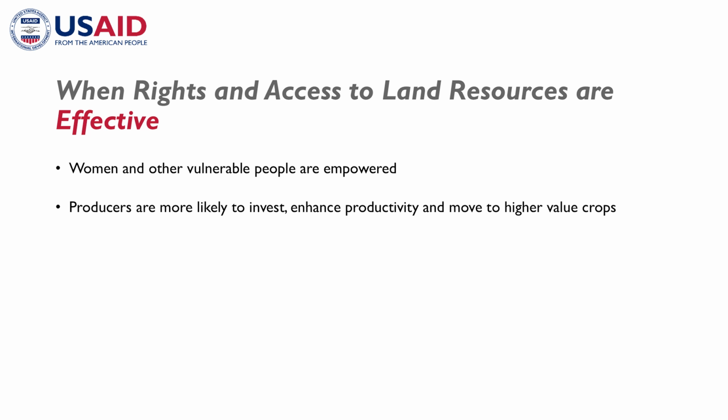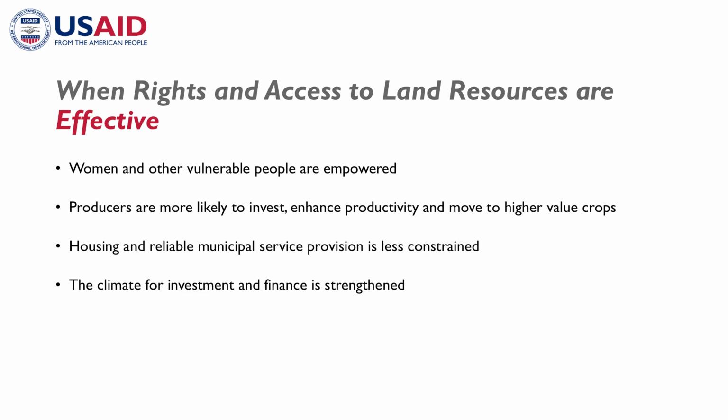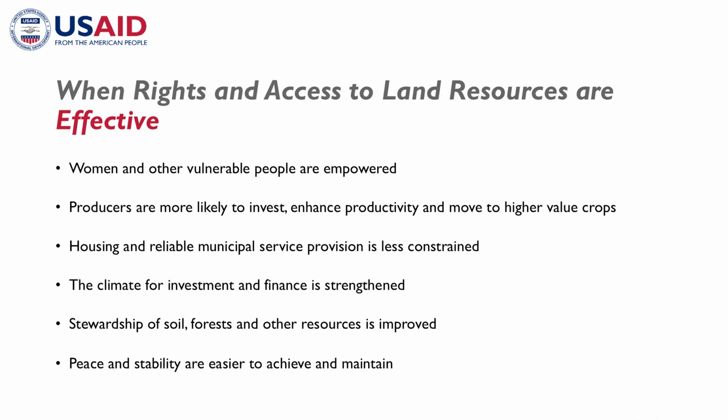When these rights are effective and people feel secure in them, housing and reliable municipal service provision is more likely to work effectively. The climate for investment and finance is strengthened. People do a better job of being stewards of the land, the soil, the forests, and the other resources they live with because they have incentives to protect those things. And finally, in situations where people understand what their rights are enforced effectively and impartially, there tends to be much less conflict over land. Again, whether that's within a family, among neighbors, or more broadly across a society.